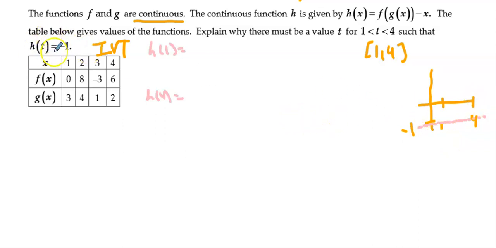Because you will cross at -1. You're going to cross this line on this interval from 1 to 4. So you're going to have a point that's going to be up here, and you're going to have a point that's going to be down here. So it could be here and here, or here and here.